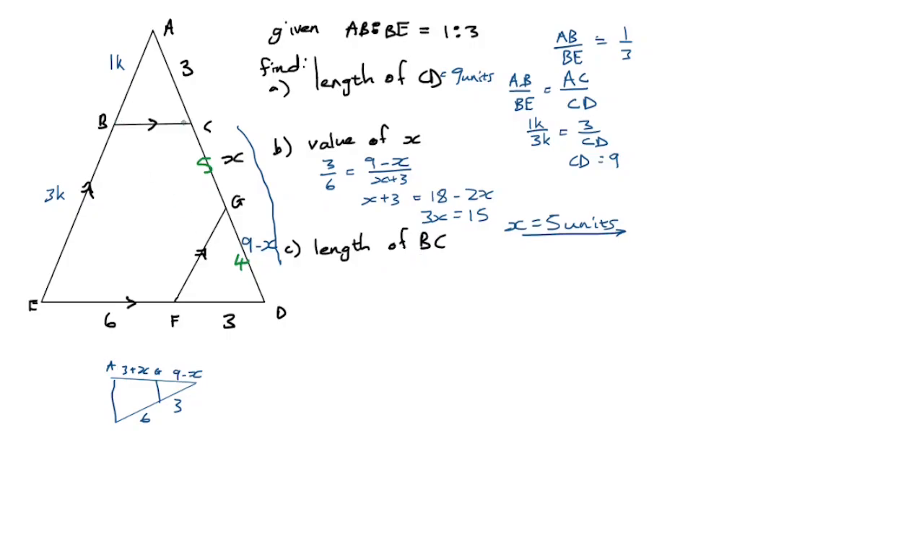BC is the top here over the entire bottom, so I must use the top here over the entire line. So BC, the top over the entire bottom, 6 plus 3, is equal to the top, which I've got as 1K over the entire line, which is 4K. So what's BC? The K's will cancel. I'll take 9 to the top, so it's just 9 over 4. And that's how you can get that answer really quickly.